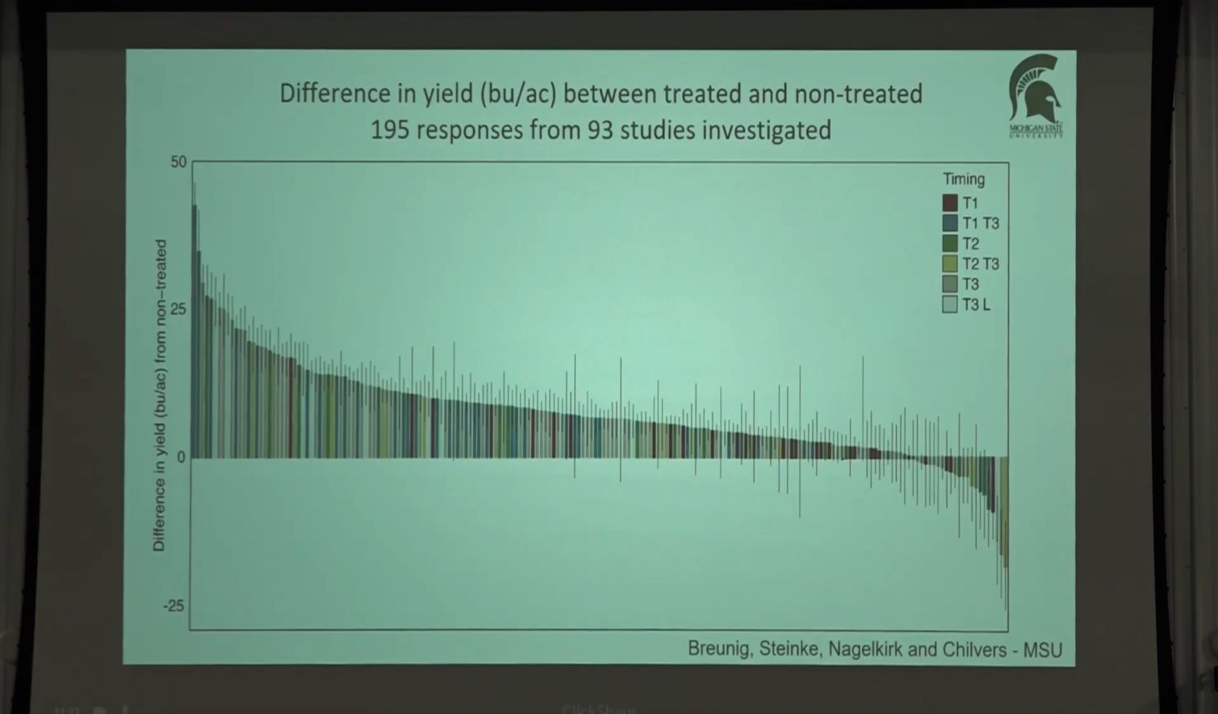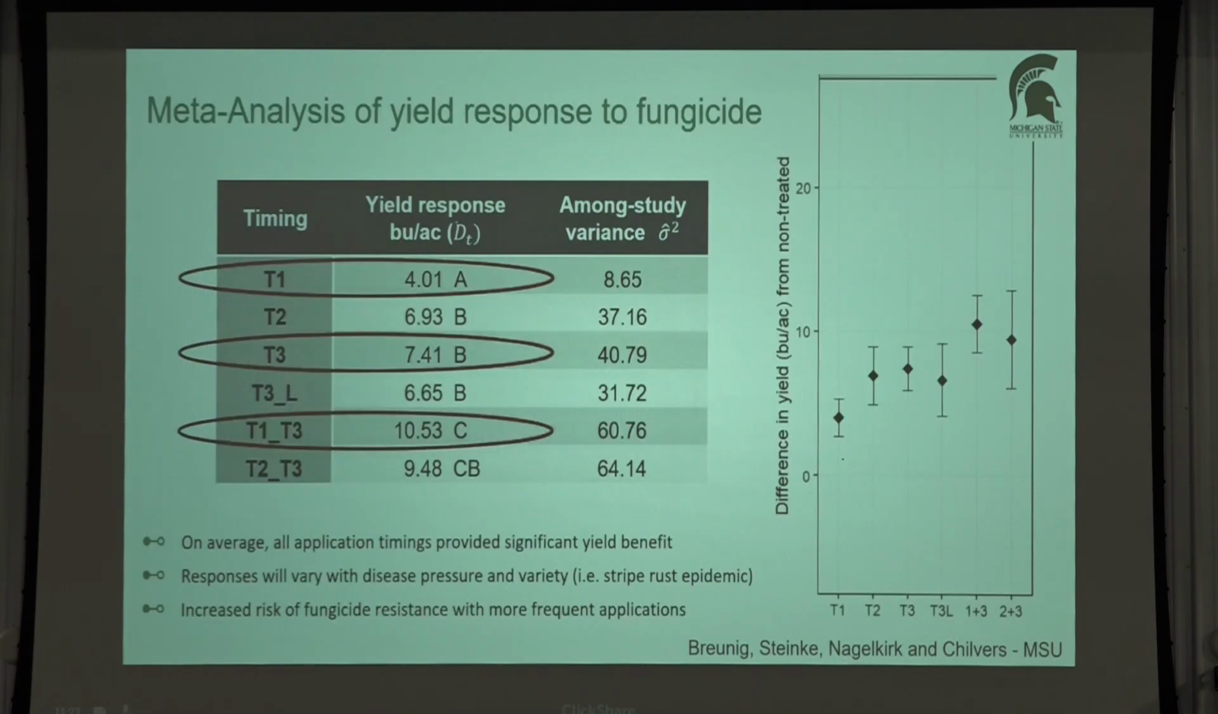So let's look at it by the actual timing. What did we see? I was somewhat surprised by that T1 timing. On average, we were seeing about a 4 bushel response compared to the non-treated check. I was surprised by the size of that. I know I've had a bit of argument with Wheat Pete about it. They don't tend to see as big a response as that, right? I think they claim about 1.5 bushels. I thought that was pretty interesting.